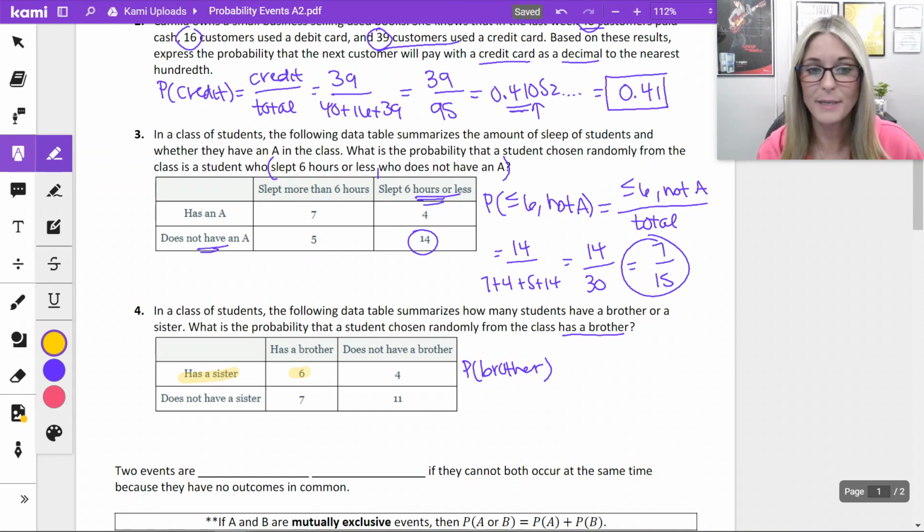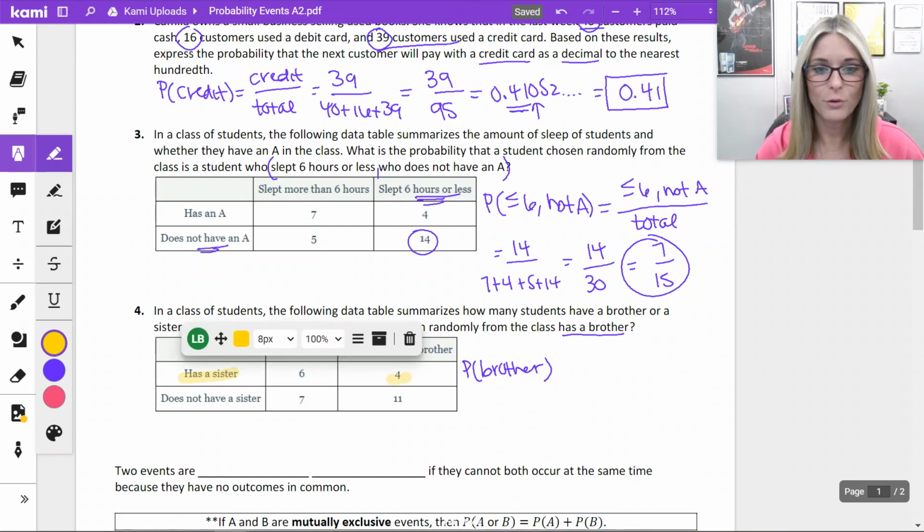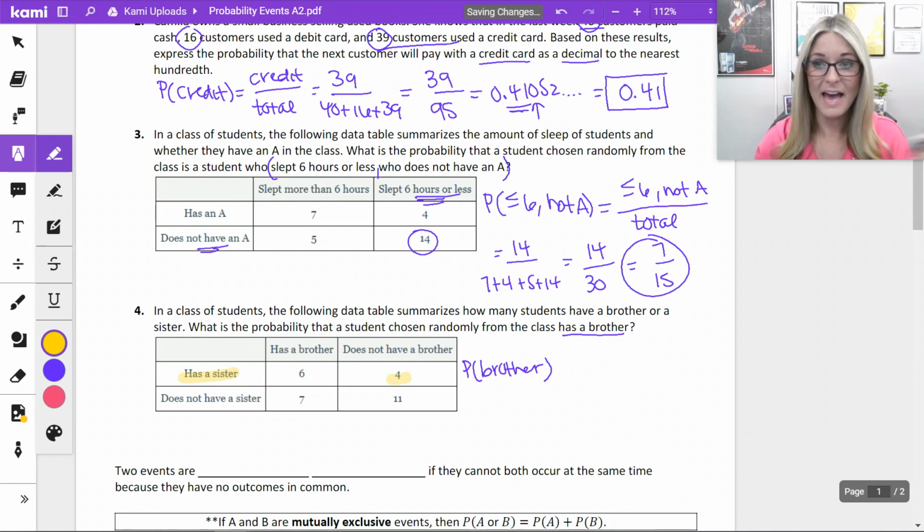We have has a sister. There are 6 people who have a sister and have a brother. There are 4 people in our table that have a sister but do not have a brother. We have 7 students who do not have a sister but have a brother, and we have 11 students who do not have a sister but do not have a brother. They don't have any siblings, right?